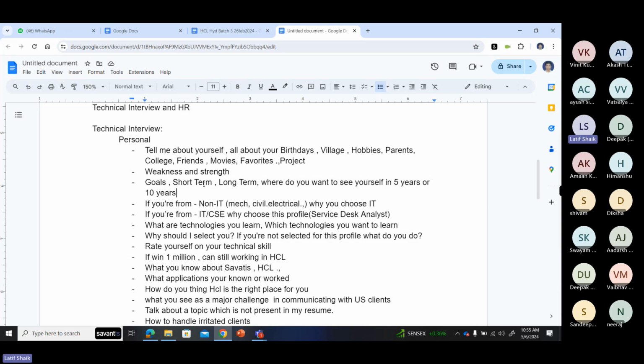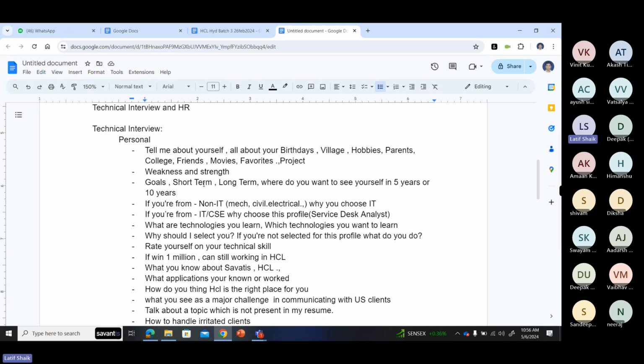Your weaknesses and strengths, even weakness or strength, both should be in a positive way only. It should not be about your health or your family. It should be on your own strength, like reading or preparation, or maybe one time you read it, you will grasp it. So put some strengths and weaknesses.